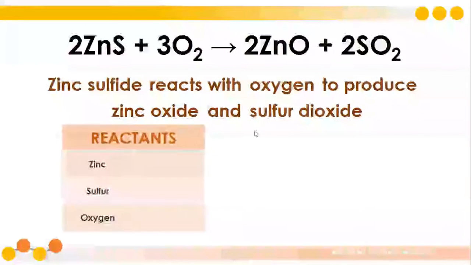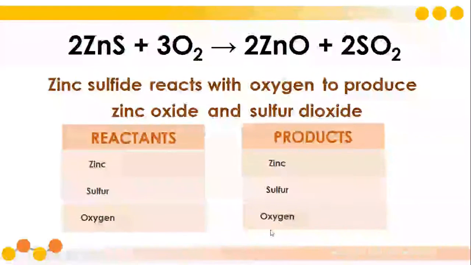Now let's proceed with balancing equations. How do we know if an equation is balanced or not? First, you need to make a table. This is just a suggestion, an easy way for you to visualize balancing equations. Make a table of reactants and their products, a separate one, and list down the elements involved in both the reactant side and the product side. On the reactant side, we have zinc, sulfur and oxygen.